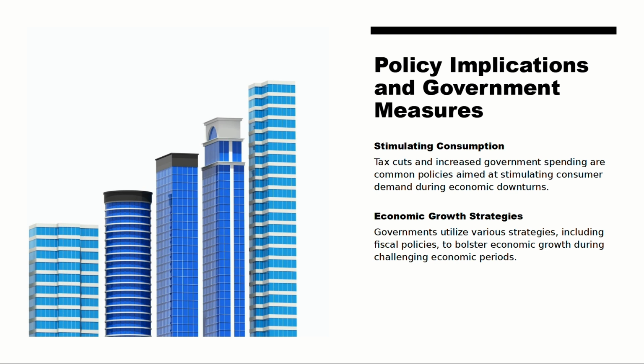Policy implications and government measures stimulating consumption. Tax cuts and increased government spending are common policies aimed at stimulating consumer demand during economic downturns. Economic growth strategies. Governments utilize various strategies, including fiscal policies, to bolster economic growth during challenging economic periods.